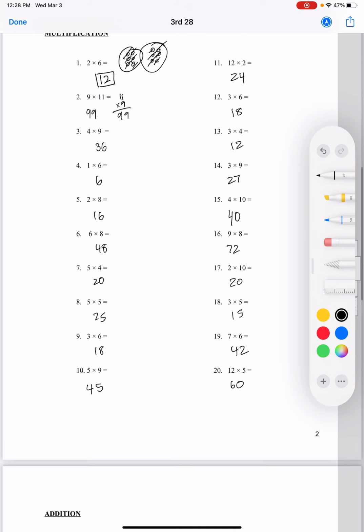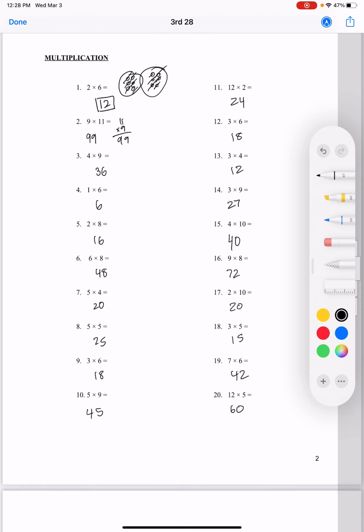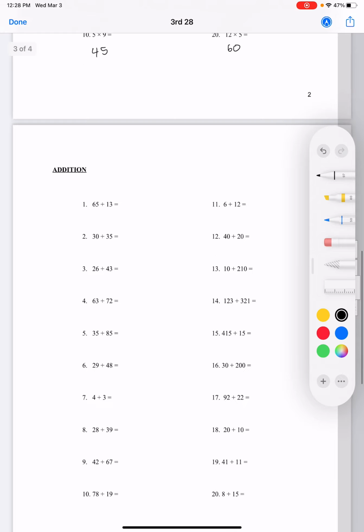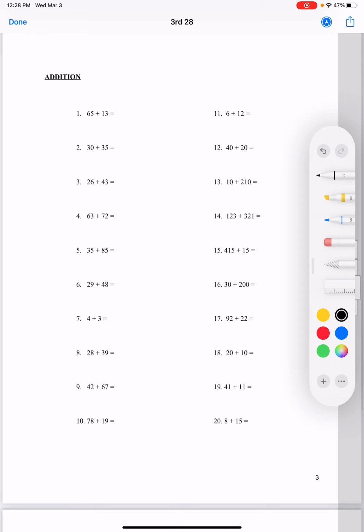Okay, so these are the answers to the multiplication. You either can solve them like this, or if you have them memorized, that would be a lot easier for you. Addition. Okay, so let's do number 1.